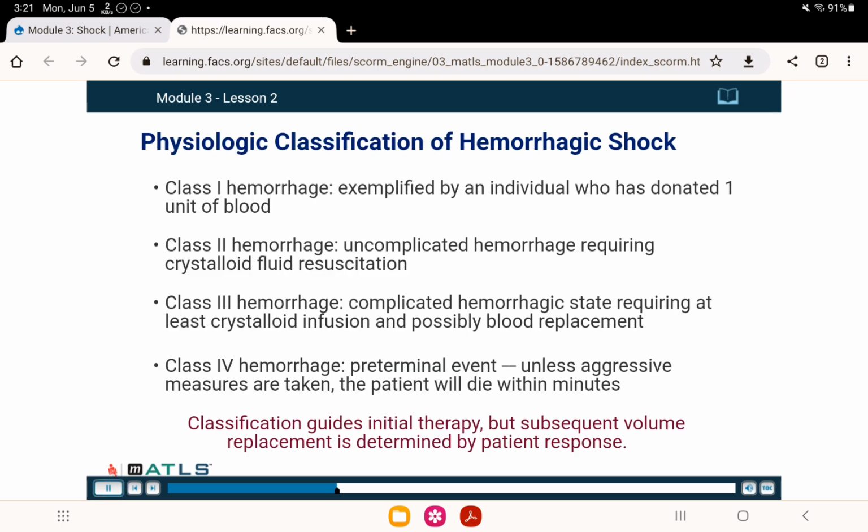The physiologic effects of hemorrhage are divided into 4 classes, based on clinical signs, which are useful for estimating the percentage of acute blood loss. The clinical signs represent a continuum of ongoing hemorrhage and serve to guide initial therapy. Subsequent volume replacement is determined by the patient's response to therapy. Review the 4 classes of hemorrhage.